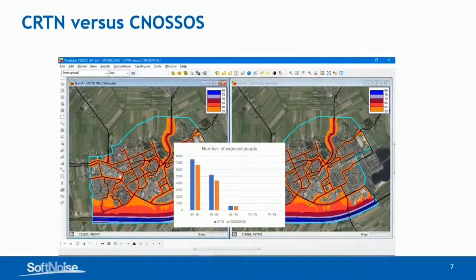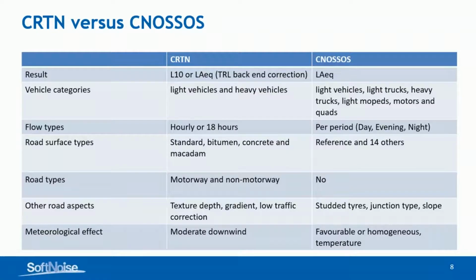Okay, now let's compare the two methods, CRTN versus CNOSSOS. And here you see a picture of Predictor showing both types of models, the CRTN at the left and the CNOSSOS at the right. And I'll also show you how I created this graph, the number of exposed people. But first, let's have a little closer look at the methods itself.